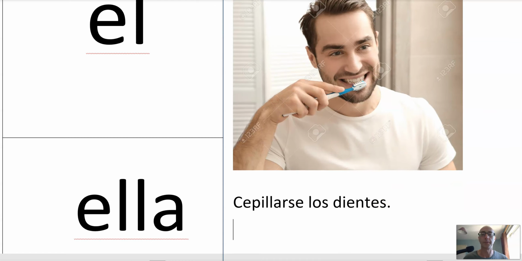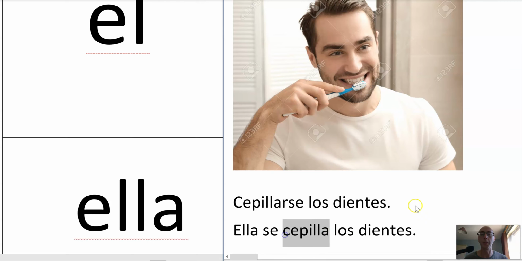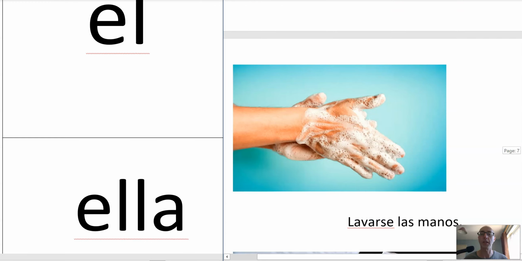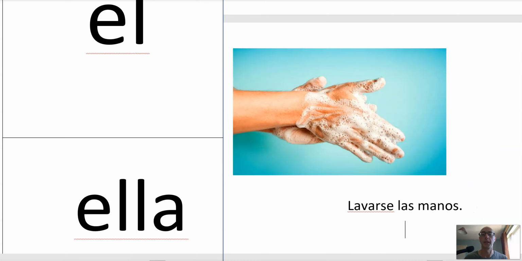Let's do another one with se. Los dientes. ¿Cómo se dice? She brushes her teeth. Ella se cepilla los dientes. So again, we just conjugate the verb as normal in the present tense here. Let's do one more with se. Lavarse las manos. He washes his hands. Se lava las manos. Y ya está.